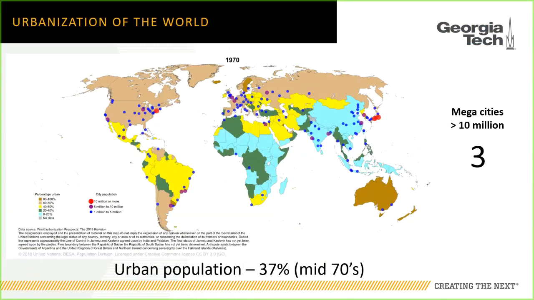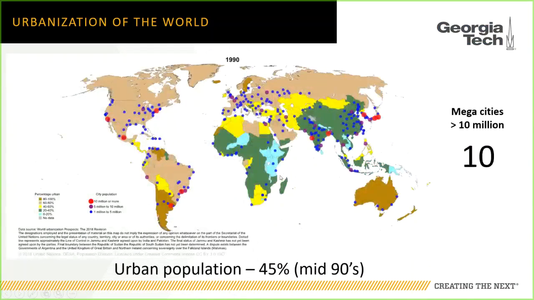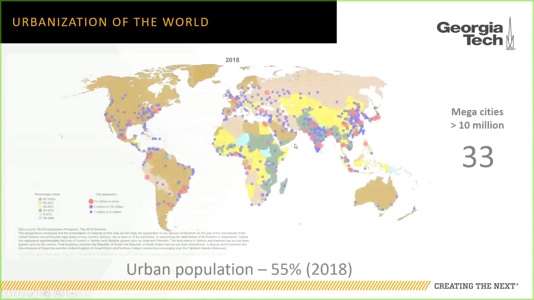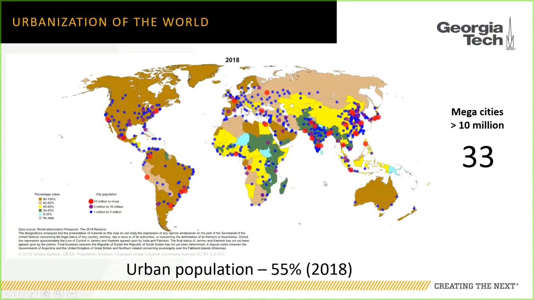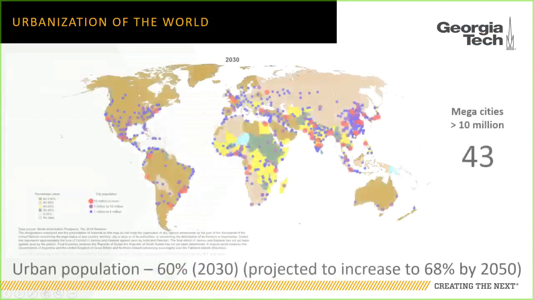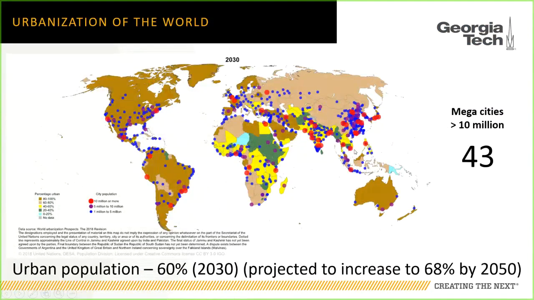So the trend continues in the mid-90s, and within a 20 year time frame, urban population has shifted from 30 to 45%, and you see the number of megacities, more than 10 of them in the mid-90s. And continuing on, we are currently at more than half of us living in urban cities, and there are 33 big megacities. They spread all over the globe, as you see here. It's represented in all continents. And that trend is going to continue. In 2030, it's projected to be more than 60% of the people in urban clusters and 40 plus cities classified as megacities.